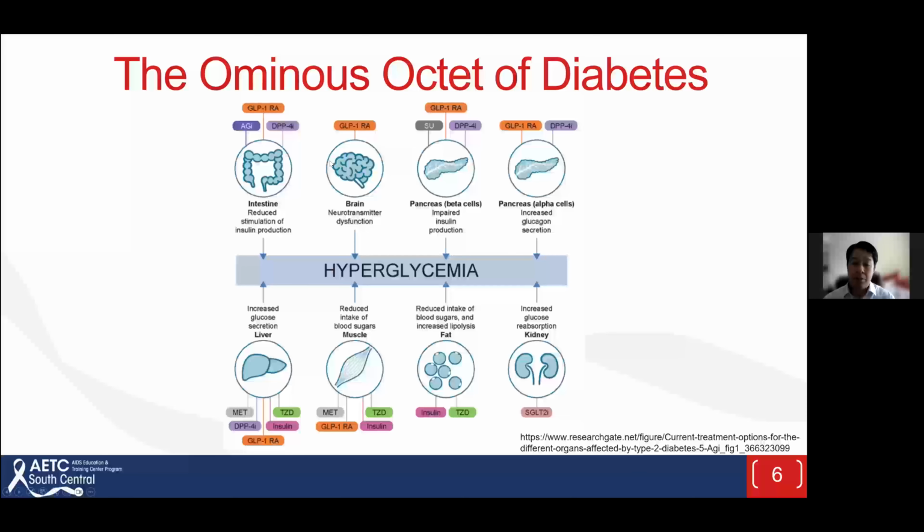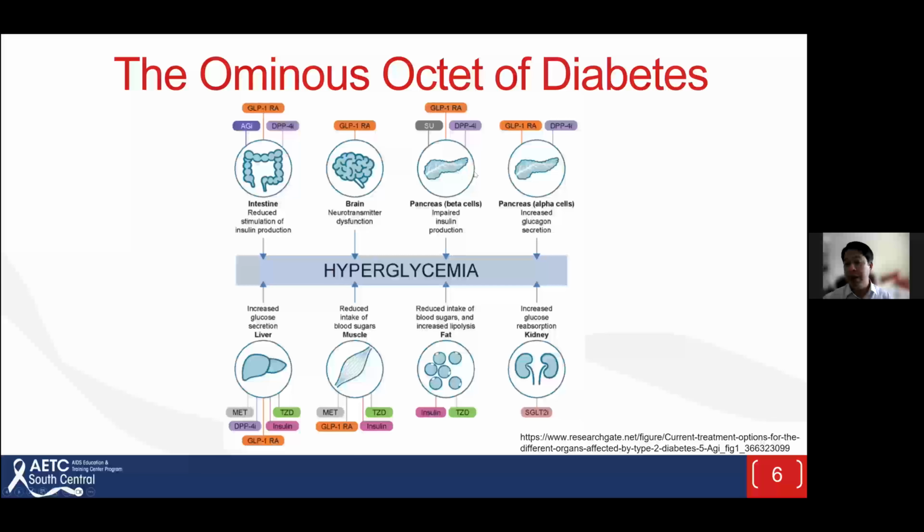Our brain: there are definitely lots of neurotransmitters in our brain that tell us, hey, we're full, stop eating. When that's not regulated well, then we tend to eat when we don't even feel like we need to eat. And so there's a problem there.